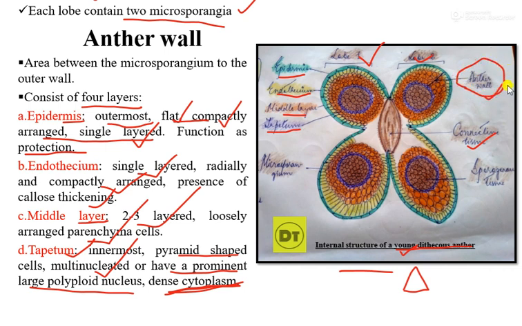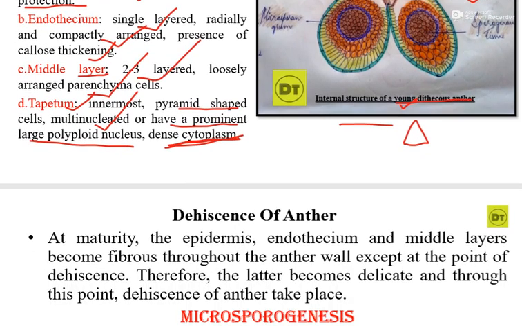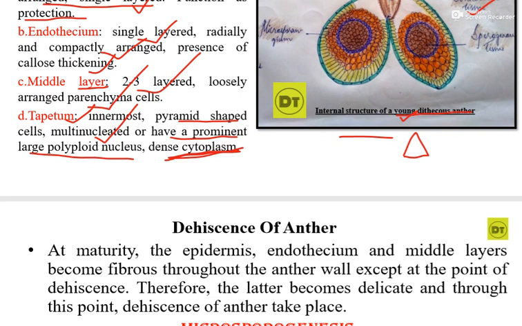How many layers does the anther wall contain? It contains 4 layers. What are the layers from outside to inside? The layers are epidermis, endothecium, middle layer and tapetum. Okay, fine. Now let's see about the dehiscence of anther. Dehiscence of anther means liberation, okay, giving out.